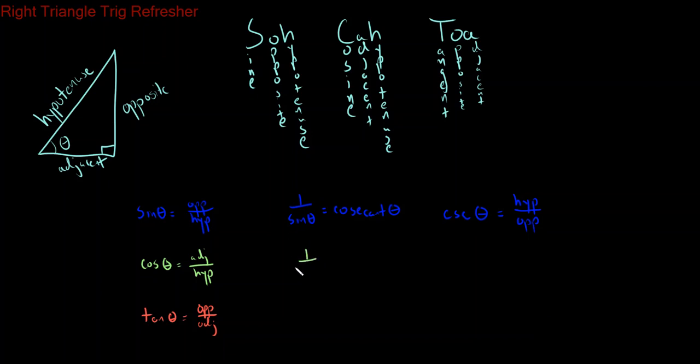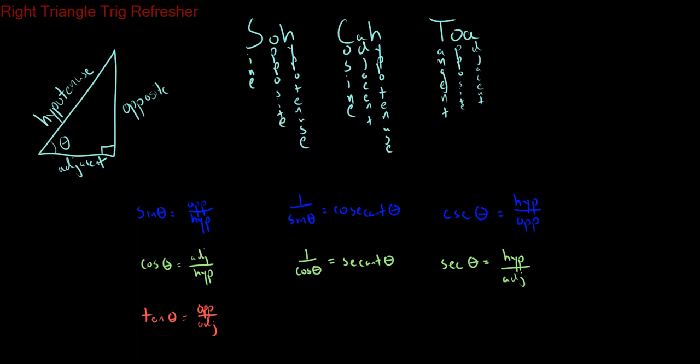There is also a reciprocal for cosine. The reciprocal of cosine is called secant, and secant is abbreviated as SEC. So secant of theta, well, secant is a reciprocal of cosine, and cosine is the adjacent leg over the hypotenuse, which just means that secant is the hypotenuse over the adjacent leg. Not that difficult.